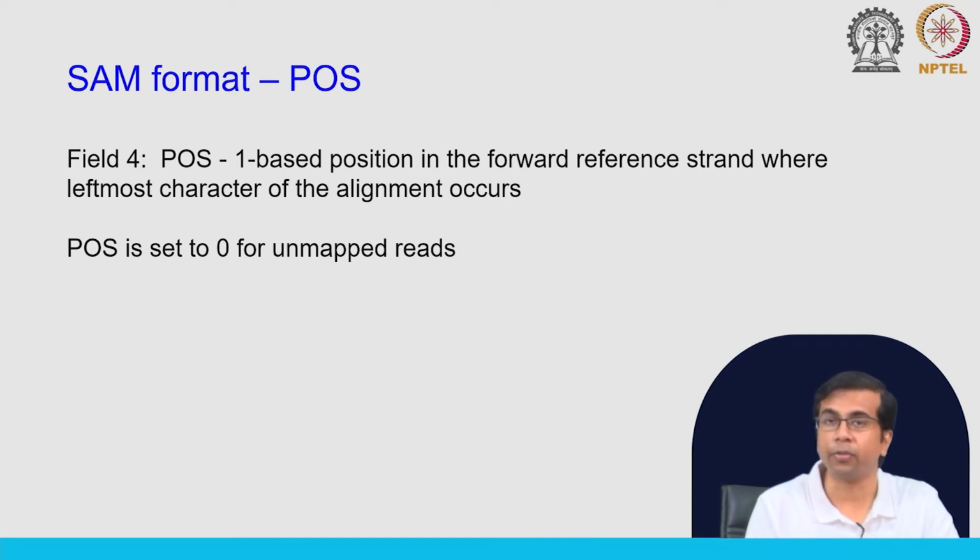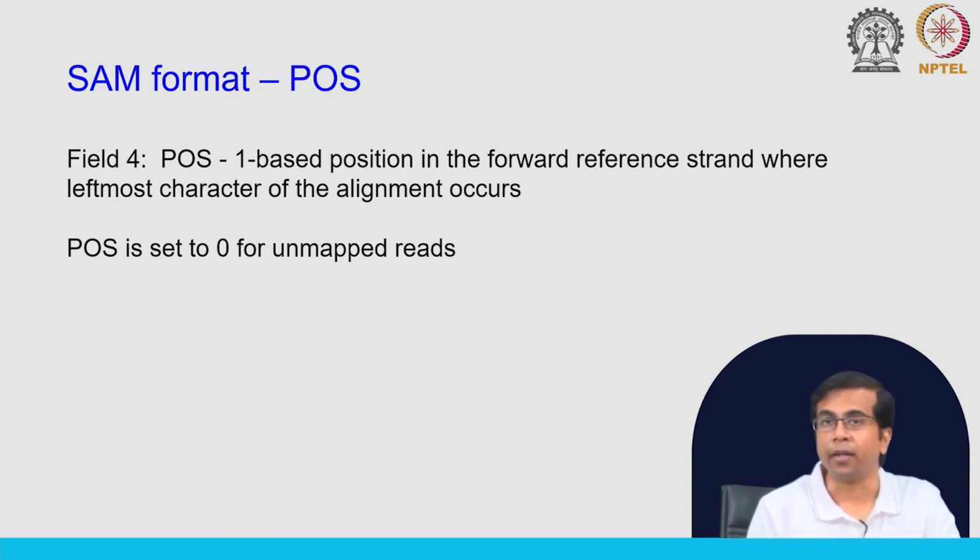Okay. So, this is something called POS, or the position, and this is a one-based positioning system in the forward reference strand. As I mentioned when I started with the alignment section, all alignments are given with respect to the forward reference strand, right, and this is a one-based positioning system. I will explain in the next slide what this one-based position system is.